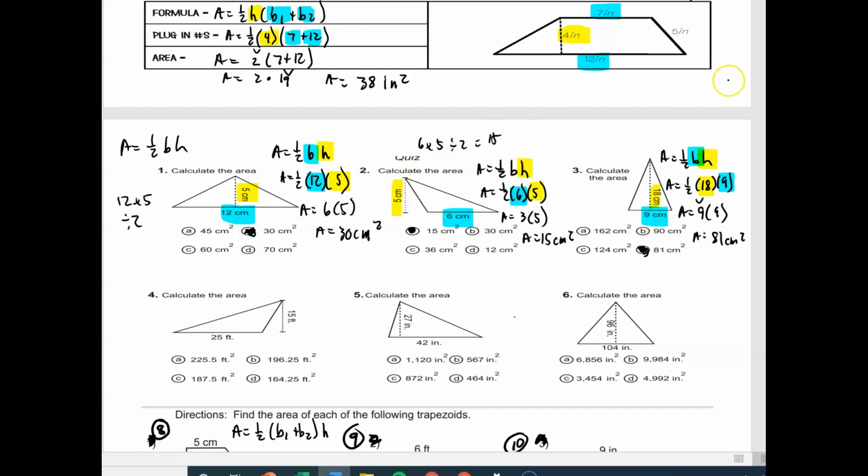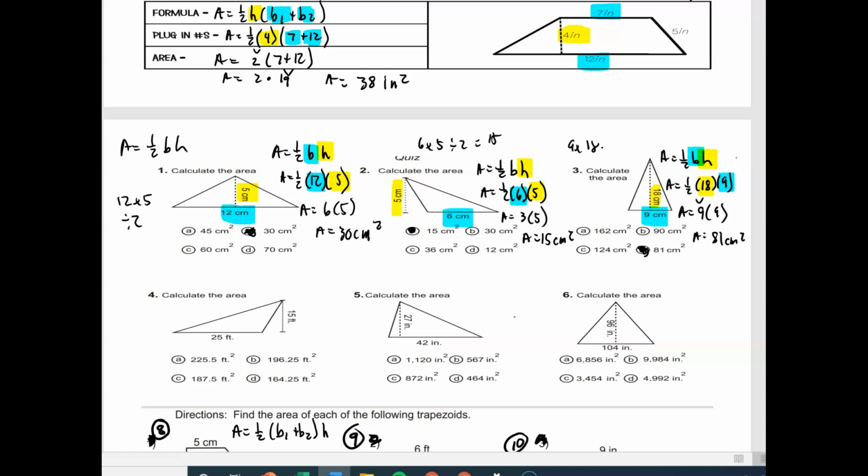I could have easily done 9 times 8, right? Base times height, just like a rectangle. 9 times 18, excuse me, is 162, and then divide that by 2, and I would have gotten 81 again. So it doesn't matter what you use. Basically, the formula is the same as a rectangle, base times height, but then just remember to take half of it because a triangle is half of a rectangle.